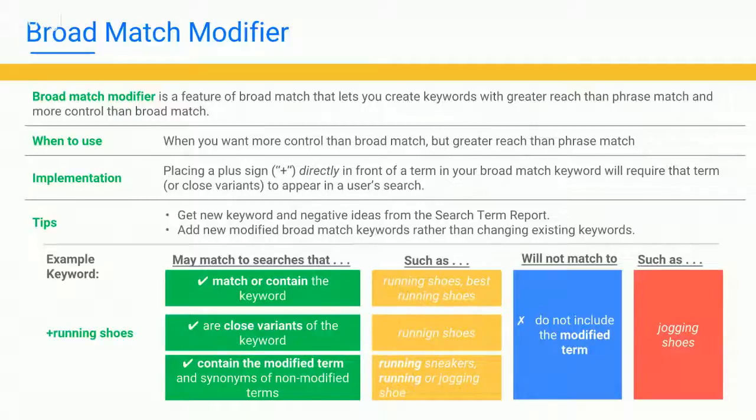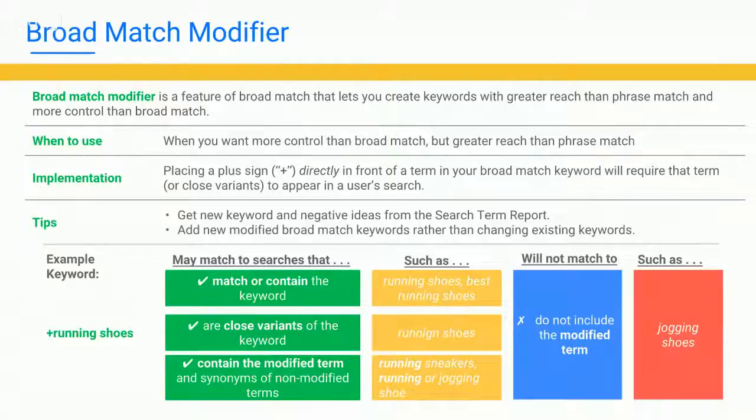So it's not going to show modified terms or modified words. It still has to show running shoes in some version there, but those words can be in any order. So maybe searching for shoes for running, your ad would still be able to show. But it's not going to go as broad as something like jogging shoes, because that's a different word there. It's not going to be matching as broadly. So it just gives you a little bit more control over those broad match keywords.